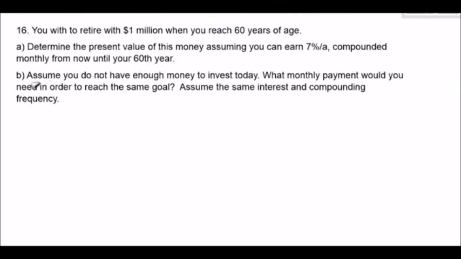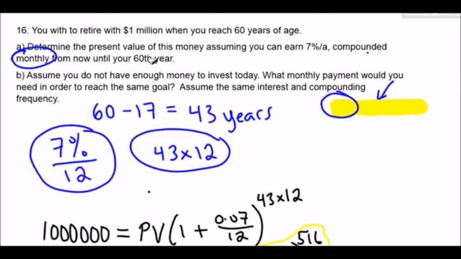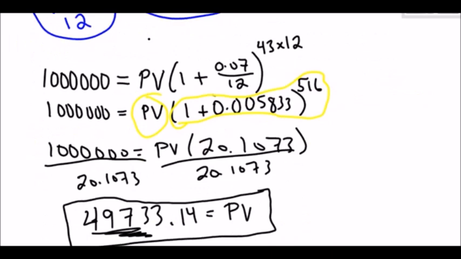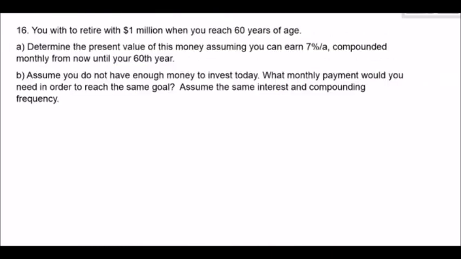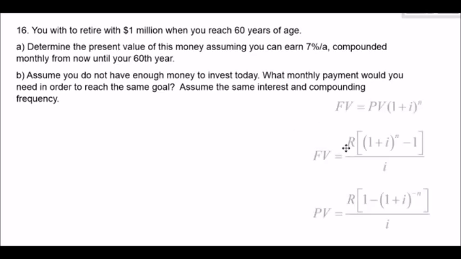So that was the first part of the question. And the second part says, assume you do not have enough money to invest today. So let's just pretend for a minute that you don't have 49,000 sitting around. What monthly payment would you need to reach the same goal? In other words, instead of depositing a lump sum of $49,700 and walking away, you're going to deposit a certain amount of money every single month until age 60. And when you turn 60, you're going to say, "Hey, look, I have $1 million."